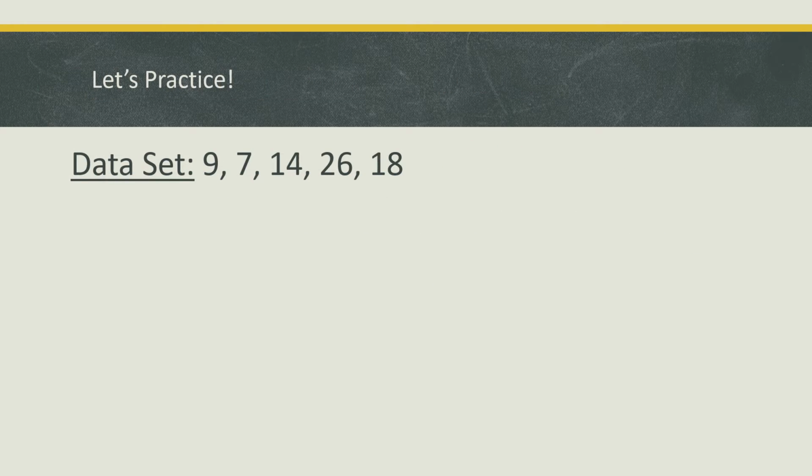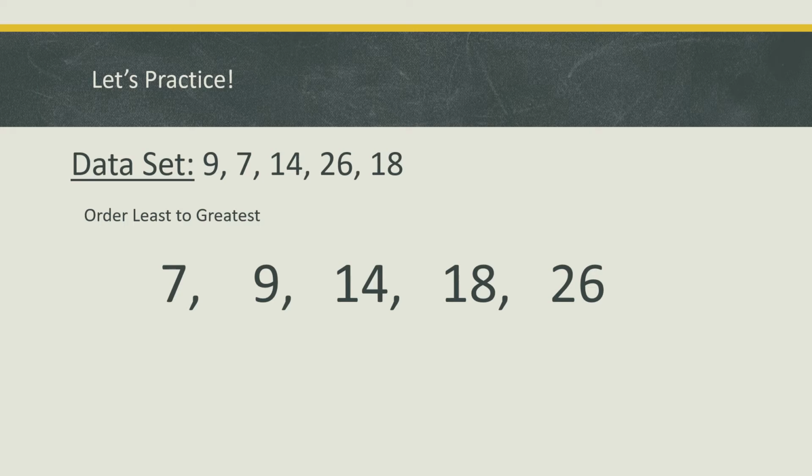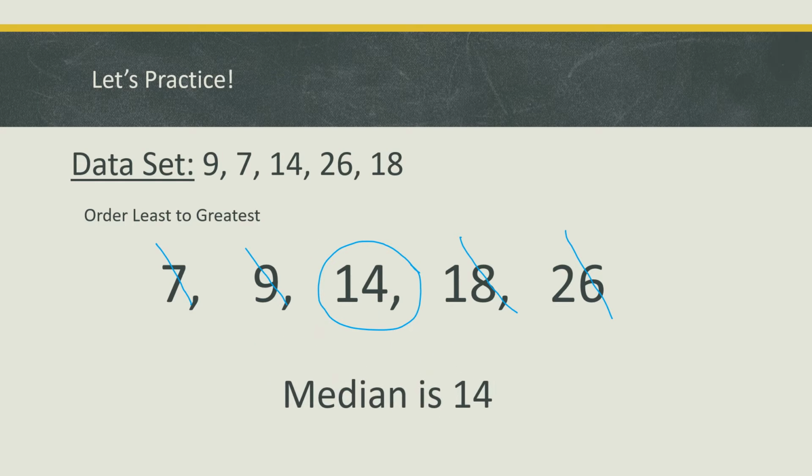Practice. So we have a data set. We have 5 numbers: 9, 7, 14, 26, and 18. The first thing we want to do is order them least to greatest. So here we have 7, 9, 14, 18, 26. Now we're going to find the middle number. Let's get rid of the first and the last number, the second to first and second to last, and what we have left is 14. So 14 is our median, and that's it. That's all you do to find the median. You put them in order from least to greatest, and you find the number in the middle.